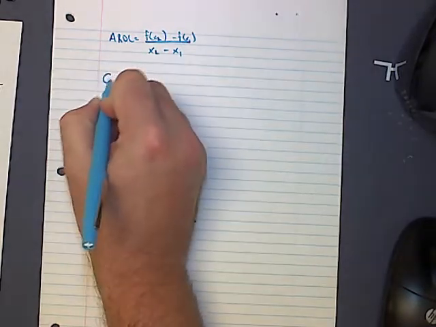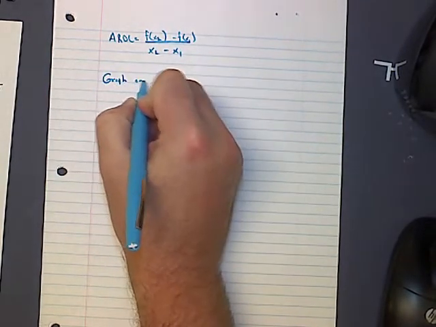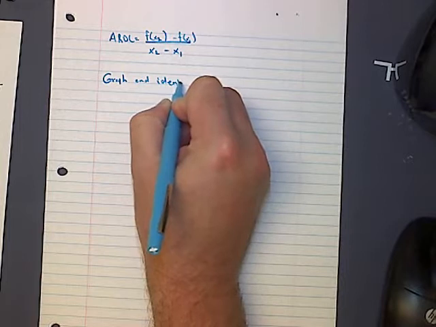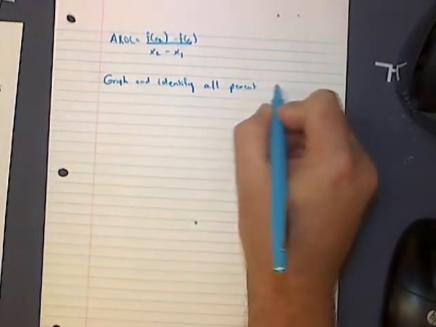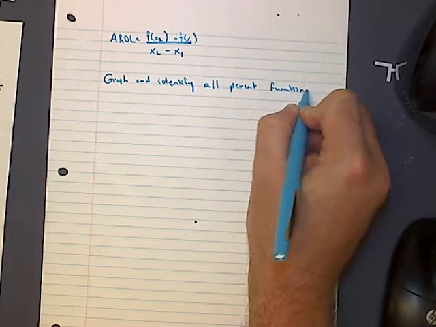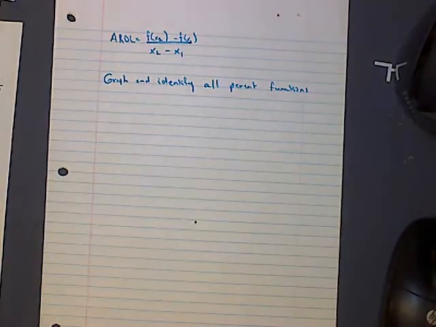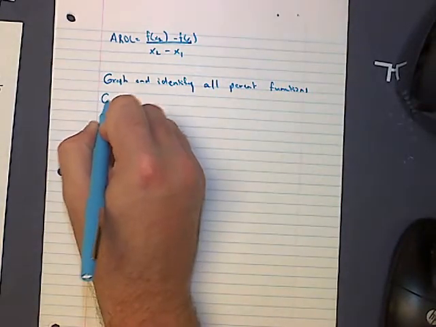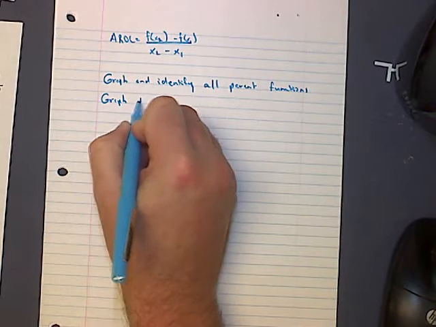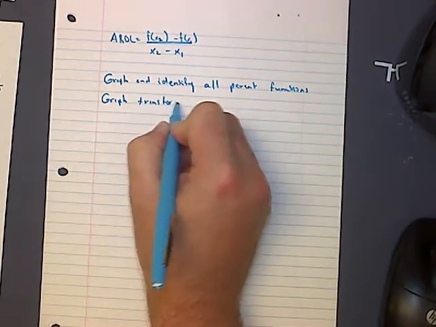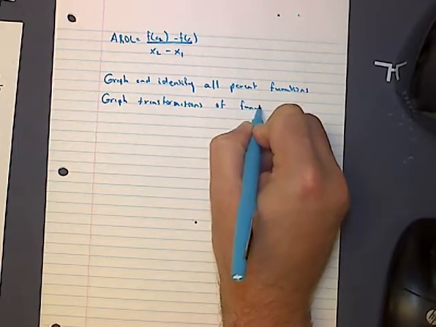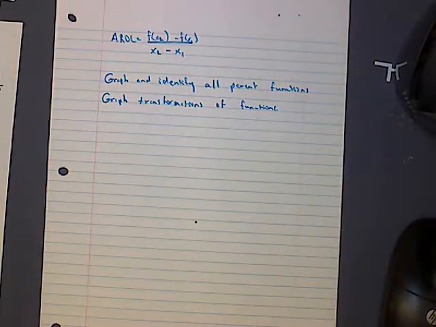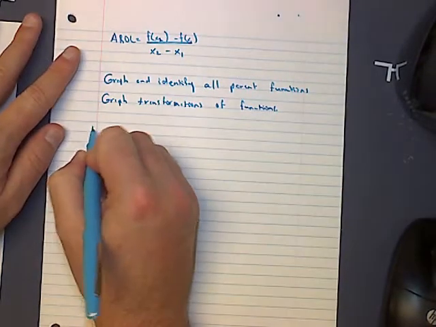You need to be able to graph and identify all parent functions. Please review those if you have forgotten those already. Next learning target, graph transformations of functions. Okay, we're going to do 2 examples here. Just remember how to do this.